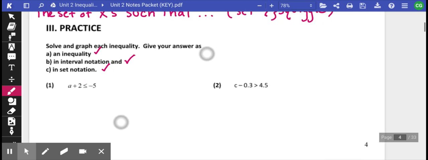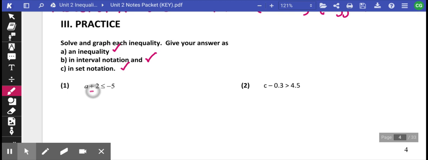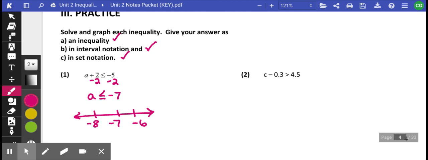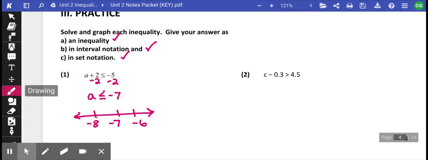So for question 1, I'm going to subtract 2 from both sides. So I have a is less than or equal to negative 7. So I have my inequality. I'm going to graph my inequality on a number line. So I'd have negative 8, negative 7, negative 6. And this here would be a closed circle since I am less than or equal to. And since we are less than, we are shading to the left.